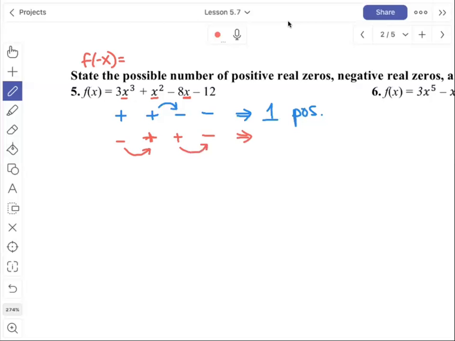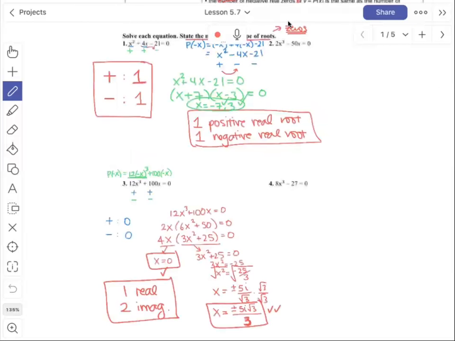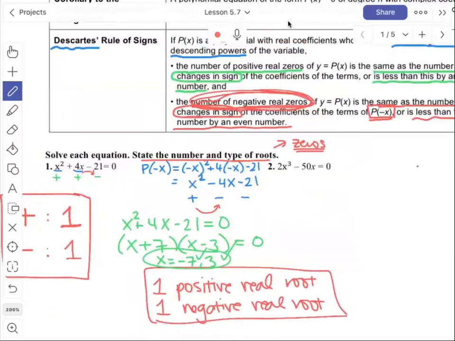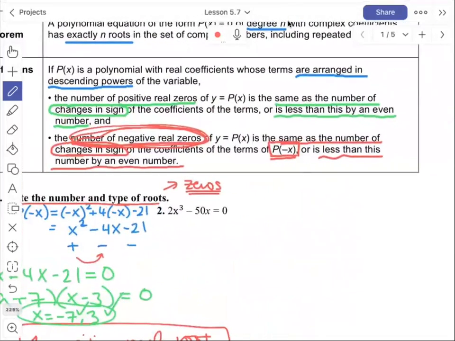So this time I could potentially have 2 negatives or 0. The reason I say or 0 is because if you look back at Descartes' rule, it says the number of sign changes or less than this by an even number. So if you get 2 sign changes and you decrease that by an even number, that means you can have 2 or 0.